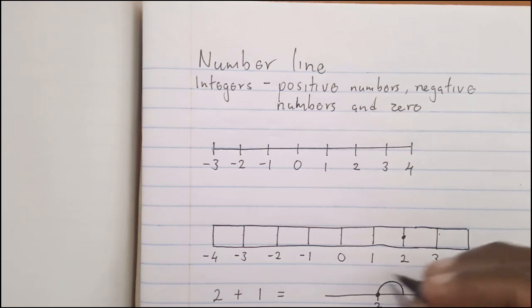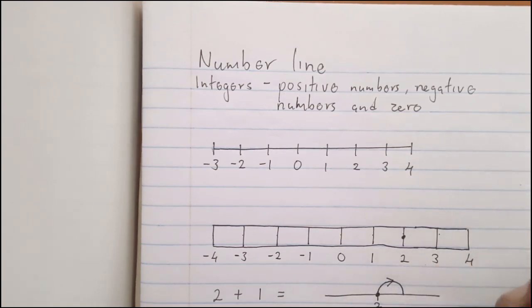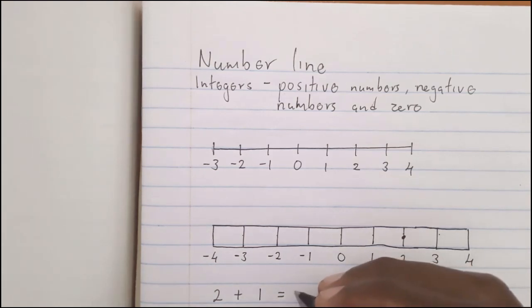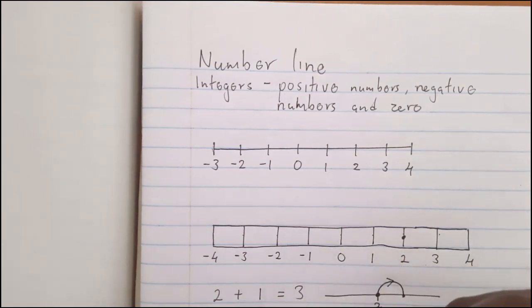Okay, so when we move forward 1 step, the arrow is going that way. What is our new position? That should be 3, right?